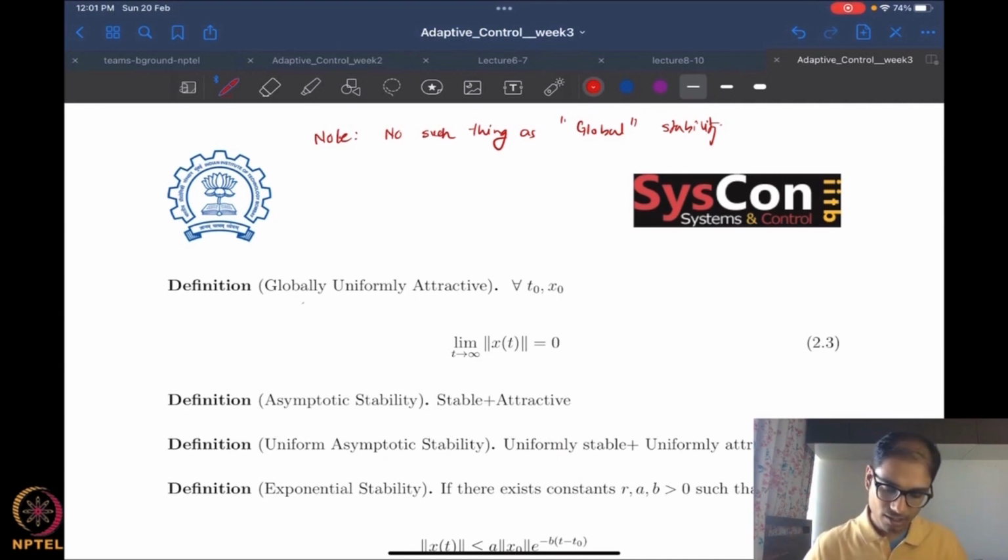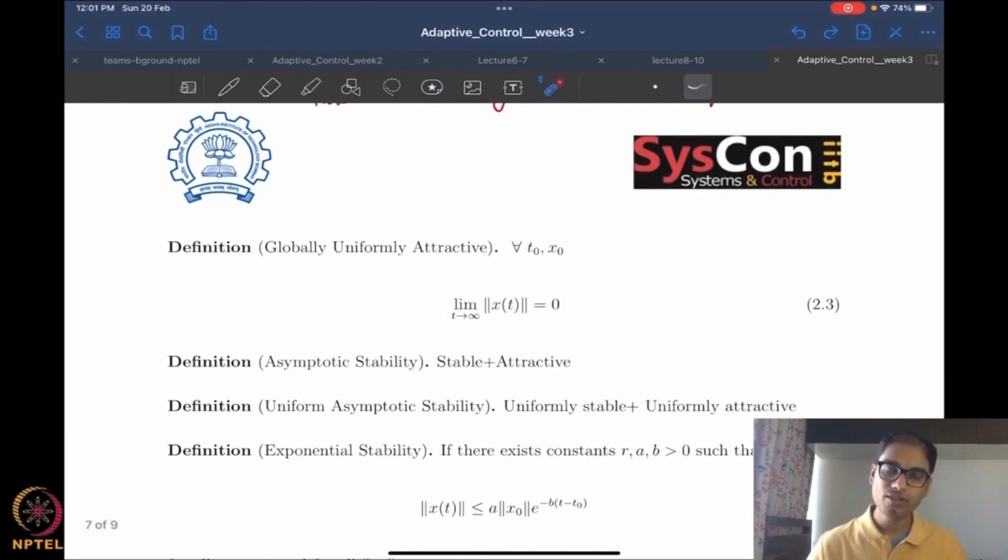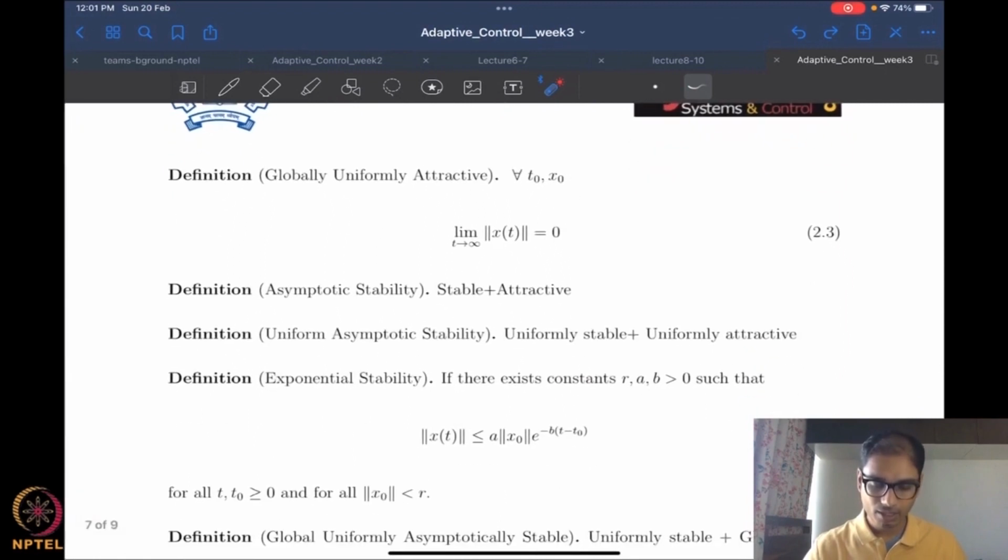And that is what this definition is. It doesn't matter what your initial condition and initial time are, the trajectories do converge to zero as t goes to infinity. And we in fact saw that the Massera system that we have is globally uniformly attractive. So now we'll continue to look at this Massera example and talk about each. The rest of the definitions are rather straightforward and incrementally strong.